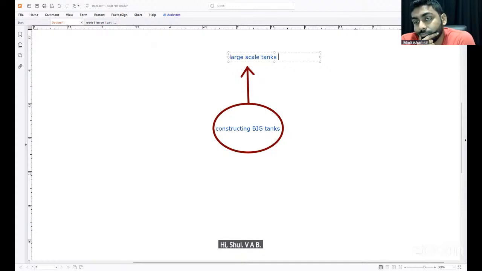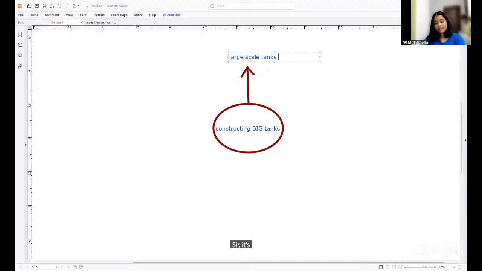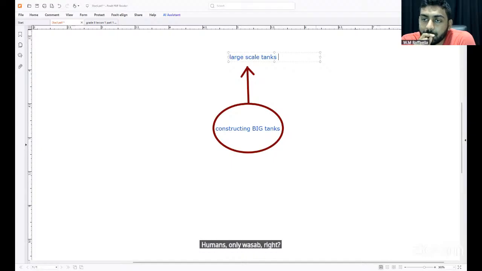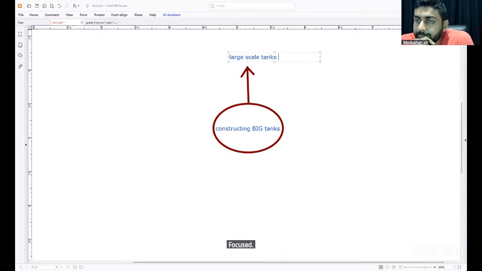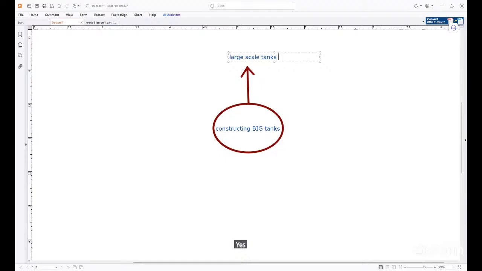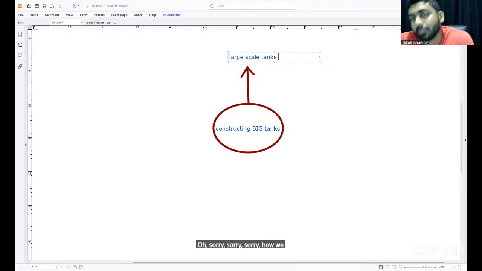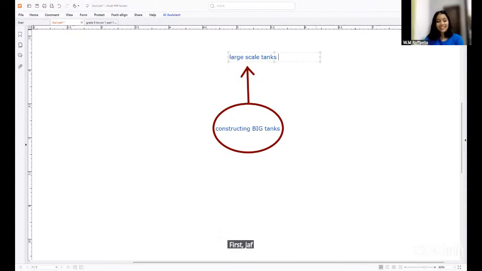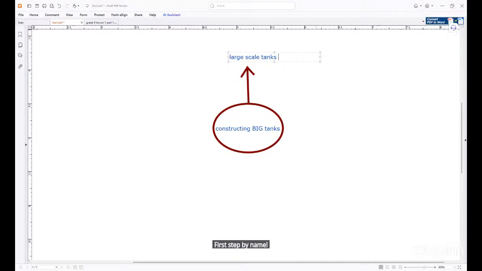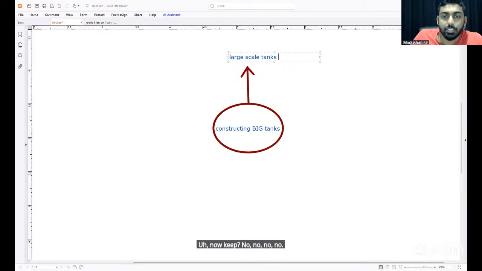Sir, it's Vasabha. King Vasabha. Do others agree with that answer, King Vasabha? Yes. Ovini agreed. Ovini, Rafaela, and Jitula, sir. You forget my name every day. No, don't worry. So the answer is wrong.